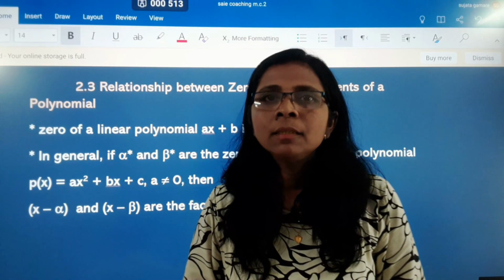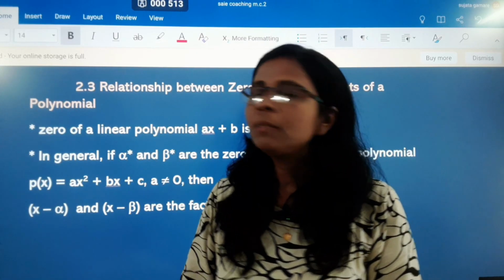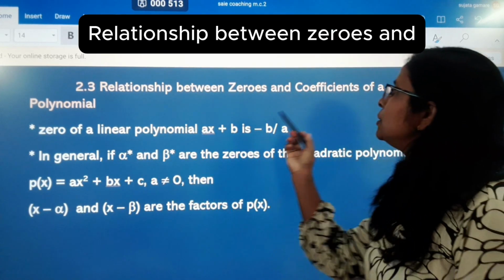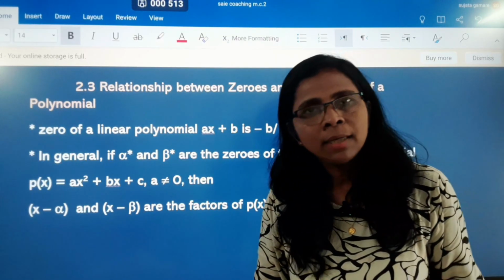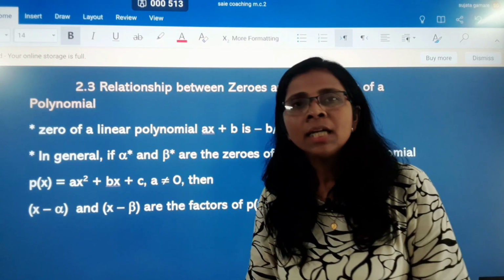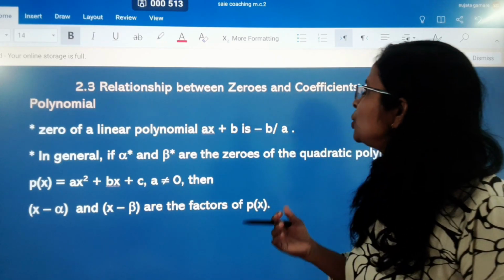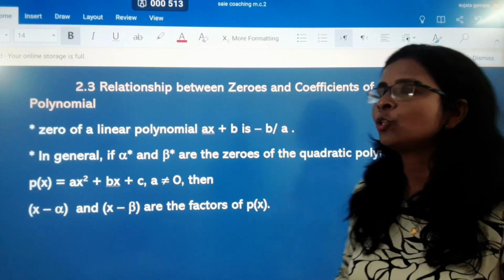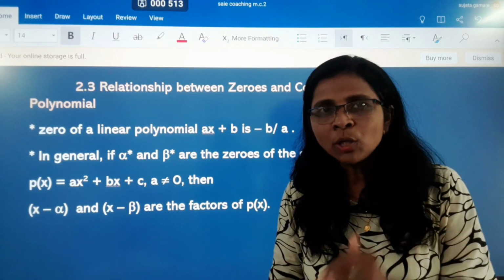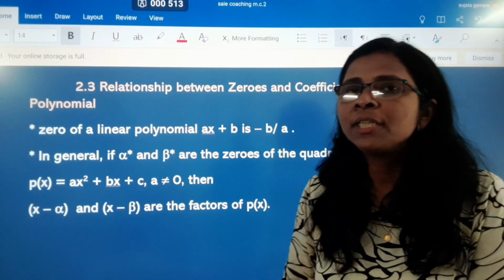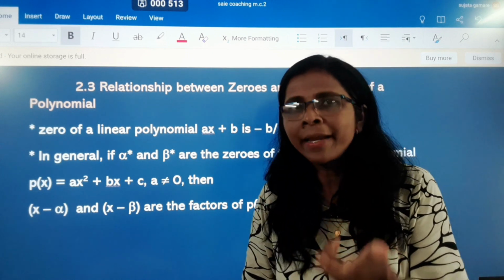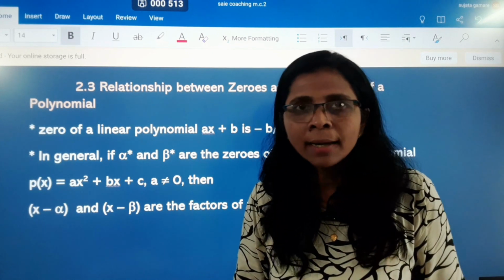Let us see topic 2.3, relationship between zeros and coefficients of a polynomial. Now आता आपण बघणार आहोत की ह्या टॉपिक मध्ये काय नेमकं आहे. What is the relationship between zeros and the coefficients of a polynomial? आपल्याला एखादा पॉलिनॉमियल दिलेला असेल तर त्याचे जे झिरोज आहे आणि त्याचे जे कोएफिशियंट आहेत तर त्याच्यात काही रिलेशन आहे का तर ते आपण फाइंड आउट करणार आहोत.